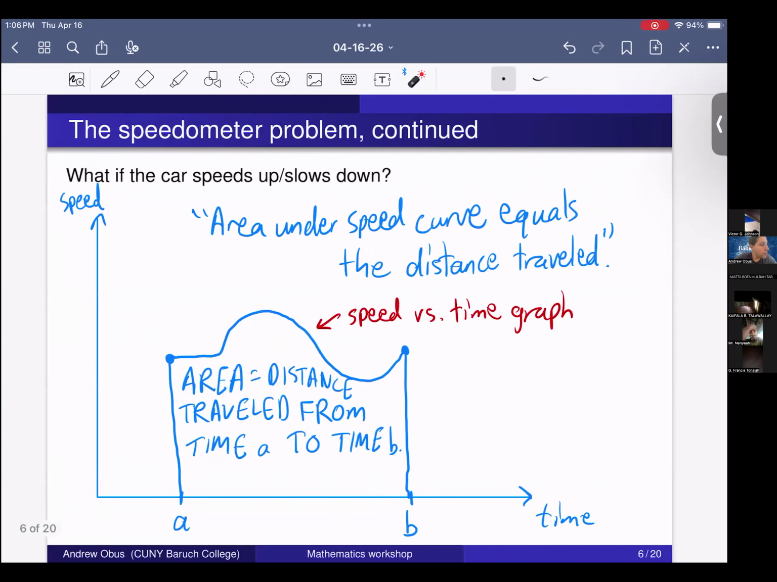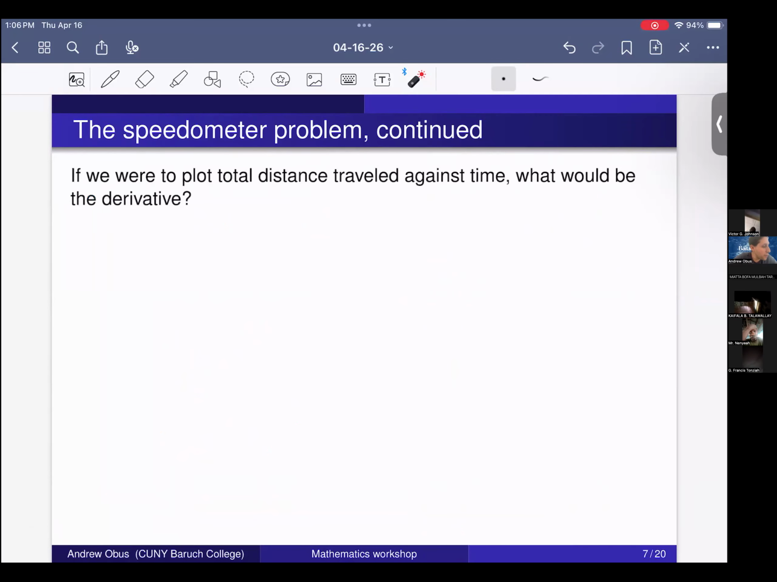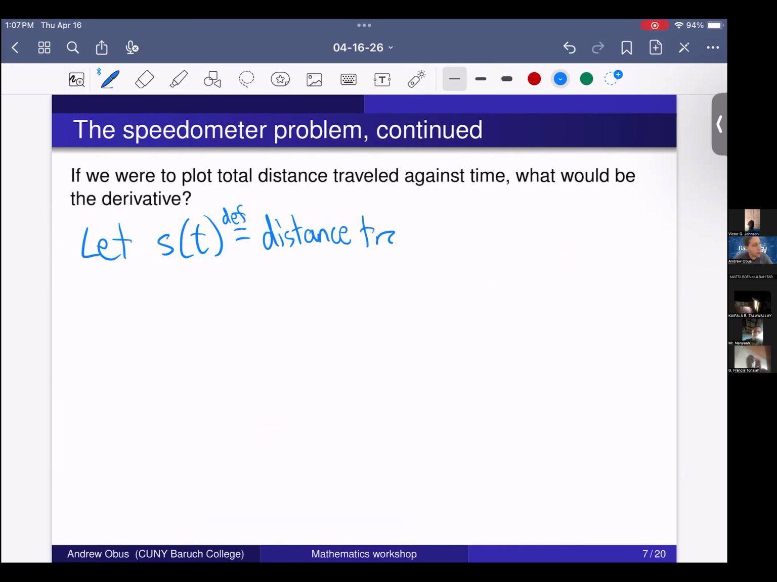Okay, so what happens here? This is something to recall from the derivative unit. Let's say that we were asked to plot the total distance traveled against time. So if I let, for instance, s of t be the function that's defined by definition, I'm going to let s of t be the distance traveled up to time t.